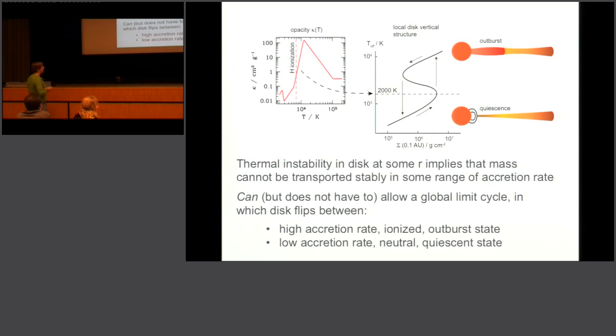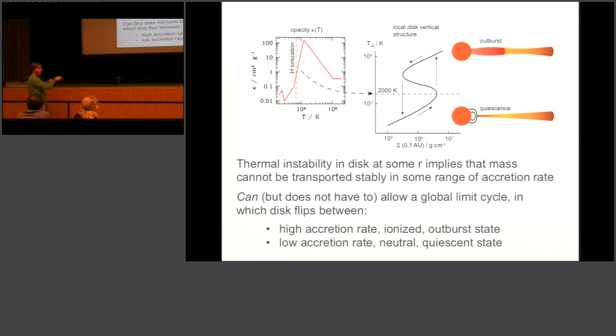Okay, so here's then a sort of schematic of how it works. What thermal instability in a disk means, if we just focus on one radius of the disk where thermal instability takes place, is that there's a range of mass accretion rates which cannot be stably transported through the disk. And the way that's normally plotted is in a diagram like this, where you plot either the effective temperature of the disk or the mass accretion rate versus the surface density.